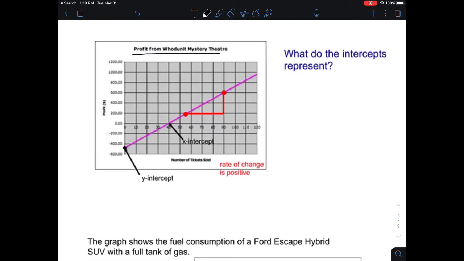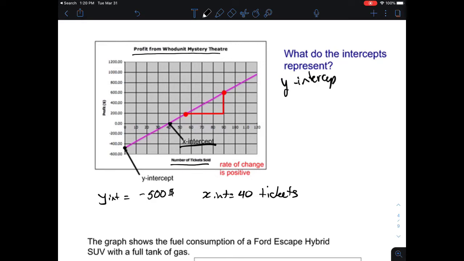So you can see over here the y-intercept is at negative $500, and the x-intercept is right here at 40. So this is the y-intercept, and the x-intercept is at 40 what? Tickets. So think about what they could mean in this context.